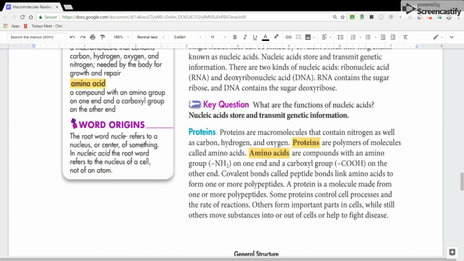Proteins. Proteins are macromolecules that contain nitrogen as well as carbon, hydrogen, and oxygen. Proteins are polymers of molecules called amino acids. Amino acids are compounds with an amino group on one end and a carboxyl group on the other end. Covalent bonds called peptide bonds link amino acids to form one or more polypeptides. A protein is a molecule made from one or more polypeptides. Some proteins control cell processes and the rate of reactions. Others form important parts in cells, while still others move substances into or out of cells or help to fight disease.